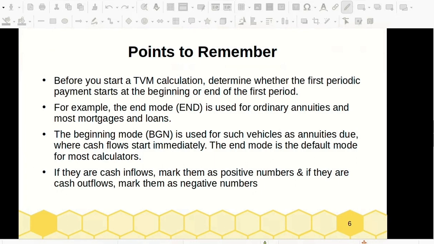To determine that, take the perspective of a client, or an investor to be more precise. For example, let's assume that I'm investing an amount. Now that's an outflow. Why? Because the money flows out of my pocket. Therefore, it's a negative number. If I receive income from my investments, it's an inflow. Why? Again, because the money flows into my pocket. Therefore, it's a positive number. So, if they are cash outflows, mark them as negative numbers, and if they are cash inflows, mark them as positive numbers.